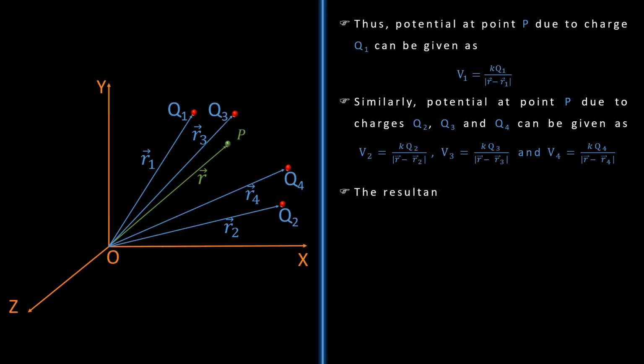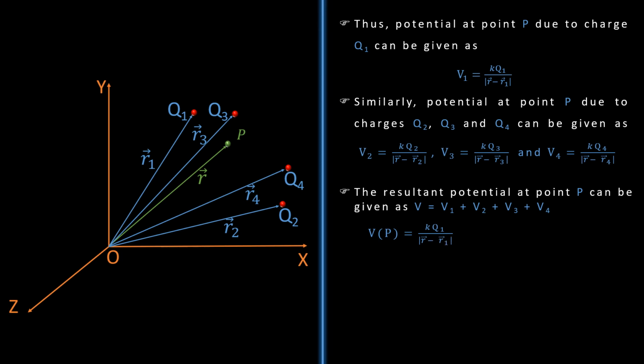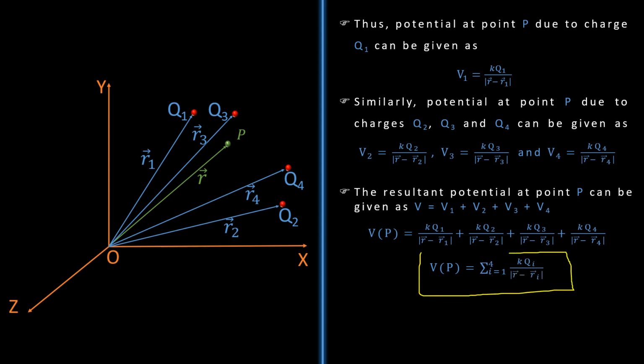So now with V1, V2, V3, V4, we can say that the resultant potential at point P can be given as V1 plus V2 plus V3 plus V4, and we get a bit of a scary expression, but no need to worry. You can always express it in compact form this way. I starts from 1 and goes up to 4, and what if you have 5 charges? I is equal to 1 to 5. What if you have n charges? I is equal to 1 to n.